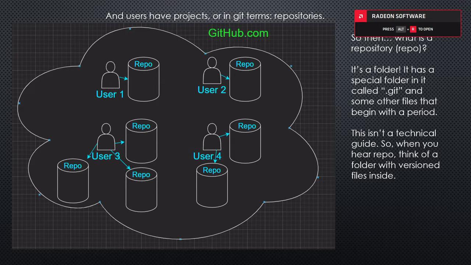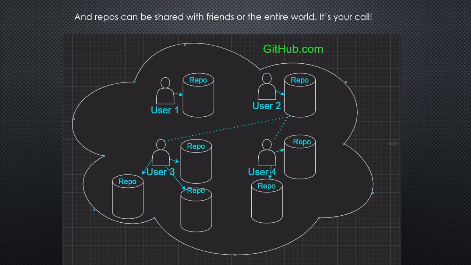In general, we can think of each user as having its own private or public repositories. Private repositories can be shared with specified members, whereas public are open for anyone to view at any time.